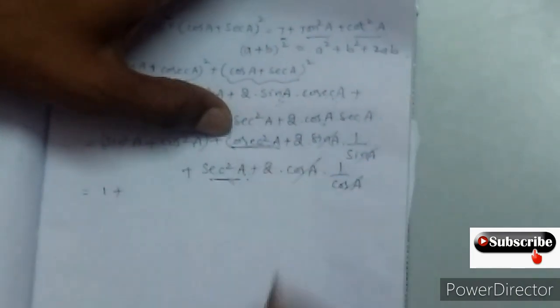Now apply cosecant square A minus cot square A is equal to 1. This is one identity. So by applying here we want the cosecant square A value. Therefore, from this identity we can get cosecant square A is equal to 1 plus cot square A. Instead of cosecant square A we can write 1 plus cot square A. Right, come here, instead of cosecant square A what can you write? 1 plus cot square A.